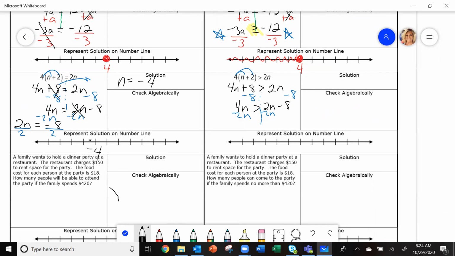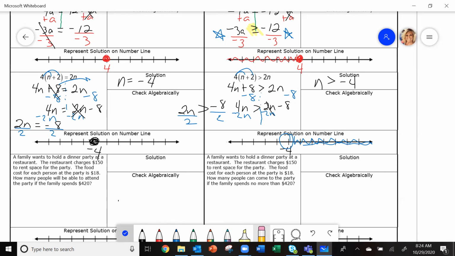And at negative 4, I will put just a dot because n equals negative 4. So if I finish up on the inequality, I'm going to move over here a little bit. 4 minus 2 is 2. So I get 2n is greater than negative 8. If I divide by 2, n is greater than negative 4. So at negative 4, you should have put an open circle, and greater than means to shade to the right.